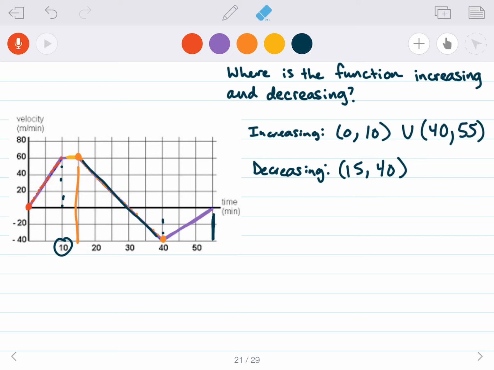All right, so let me ask you another question. On what intervals is this function constant? Meaning that the height is not changing. Well, it looks like there's only one place where it's constant, and that's going to be this guy right here. So this is between x is 10 and x is 15. It's constant.